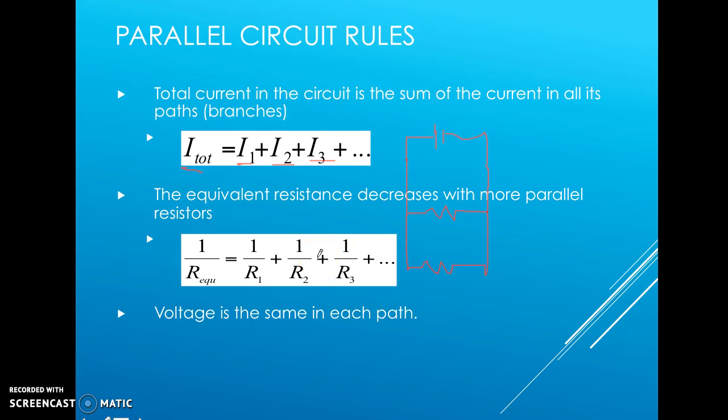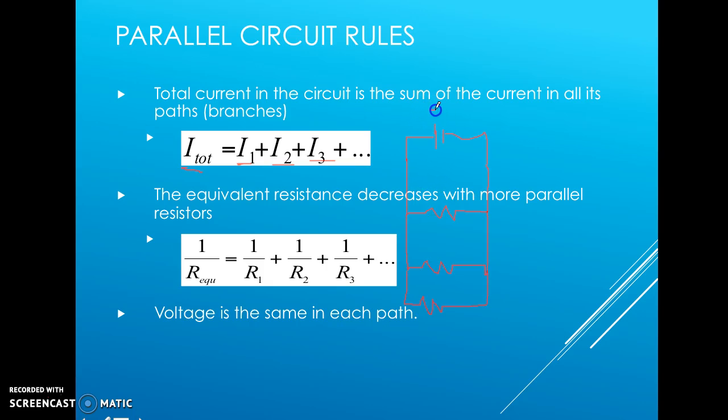So the math on this is a little bit tricky, but make sure that you're just following the rules and you won't go wrong. So if we have R1, R2, and R3, the equivalent resistance decreases with more parallel resistors because there are more options for the charges to flow through. In this case, the voltage is the same for each path. So I like to do the finger test on this one.